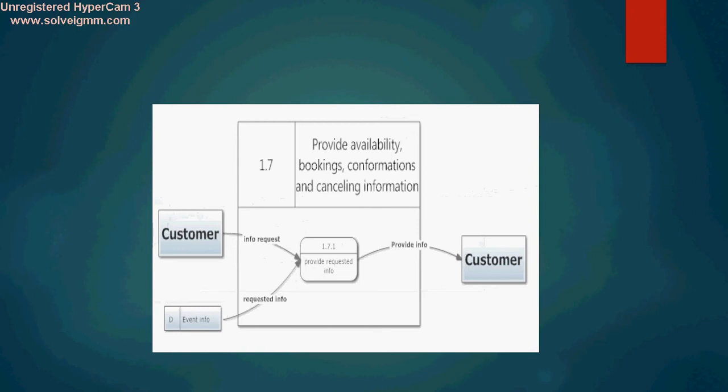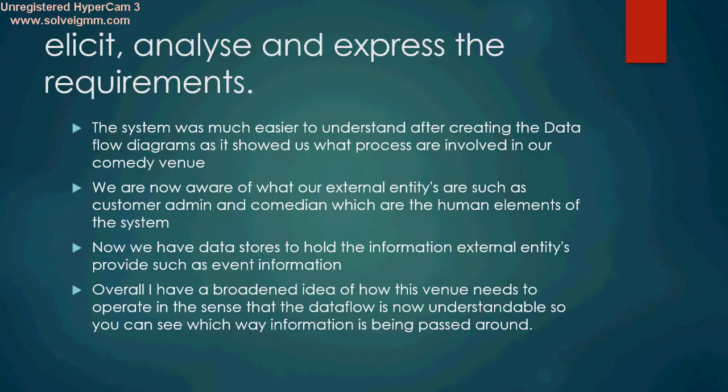Which brings us on to the expression of the requirements. The system was much easier to understand after creating the data flow diagrams, as it showed us what processes are involved in our comedy venue. We are now aware of what our external entities are, such as customer, admin and comedian, which are the human elements of the system. Now we have data stores to hold the information. External entities provide such things as event information data. Overall, I have a much broadened idea of how this venue needs to operate, in the sense that the data flow is now understandable, so you can see which way information is being passed around.